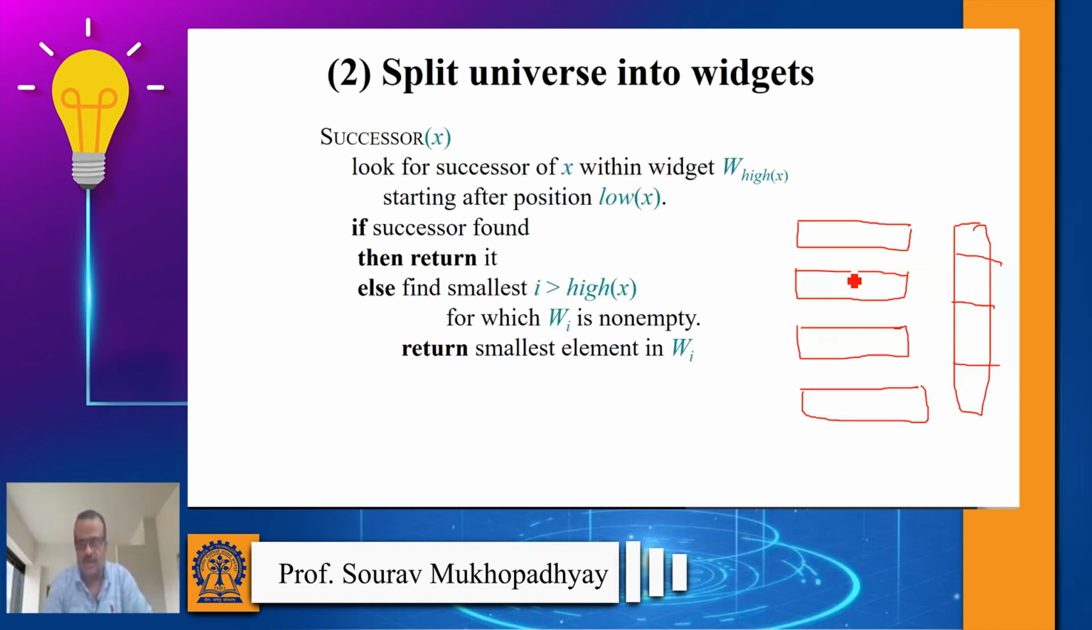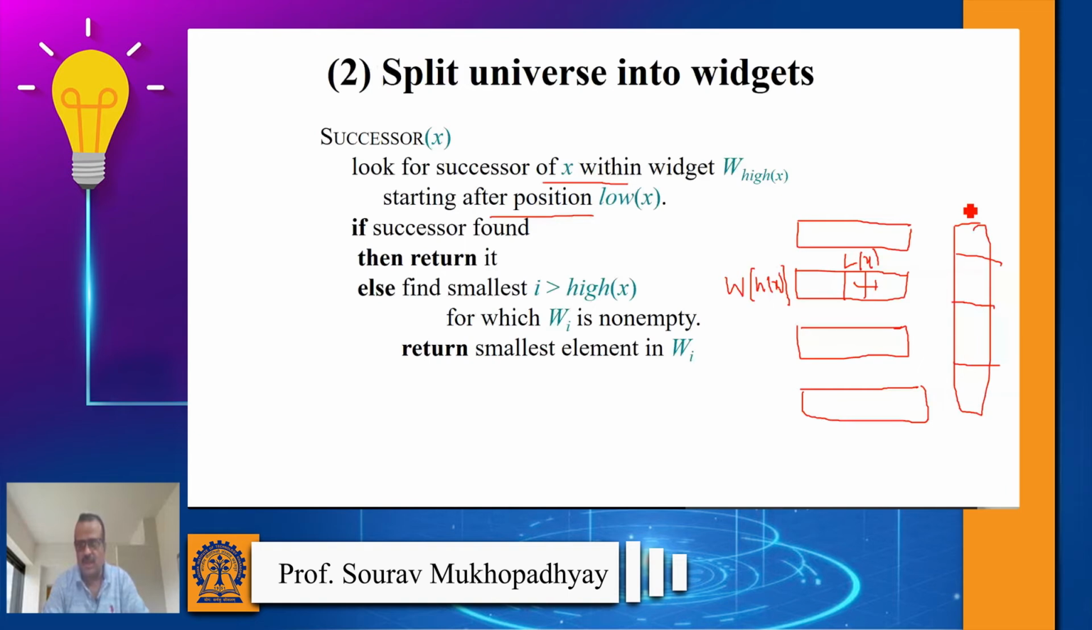So we have some x over here. This is the w of high of x, and this is our low of x position in there. We first look for the 1 in this block. So that is the first step. If you get a 1, if you get a successor, we return that. Otherwise, we use this other array, the summary array or non-empty array, whatever you want to call it.